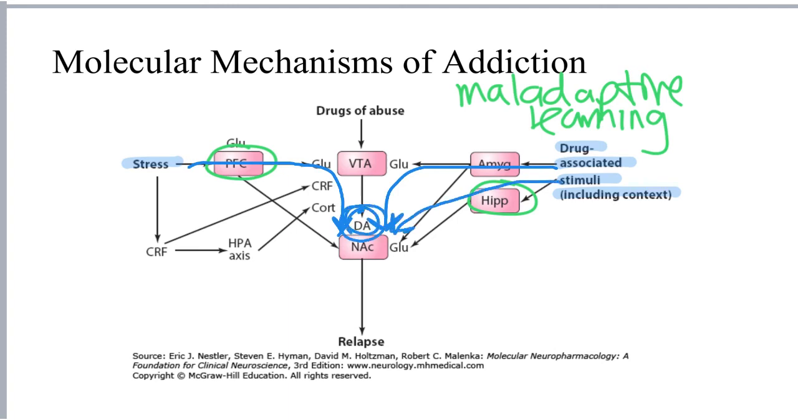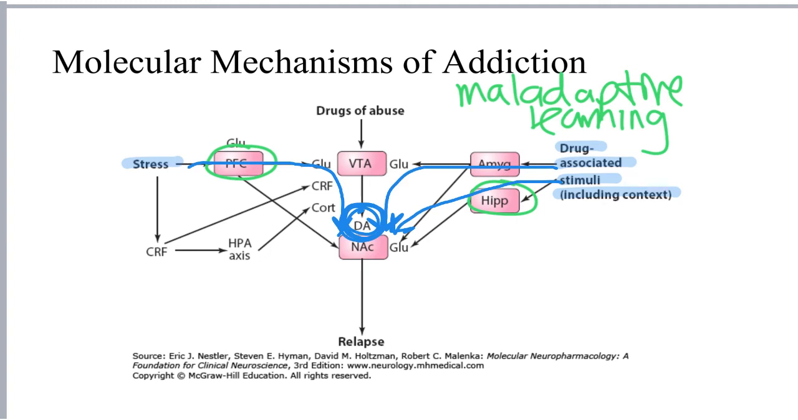One important thing to note is that the features of substance use or addiction are shared by many behavioral compulsions, such as shopping, gambling, or sex. And that is because all of these compulsions or addictions activate this same pathway in the brain, the mesolimbic dopamine system, causing the release of dopamine in the nucleus accumbens.